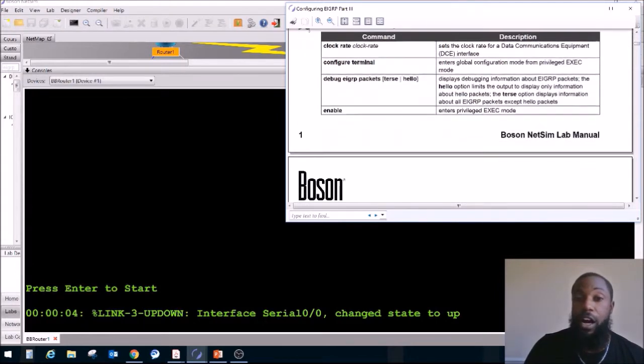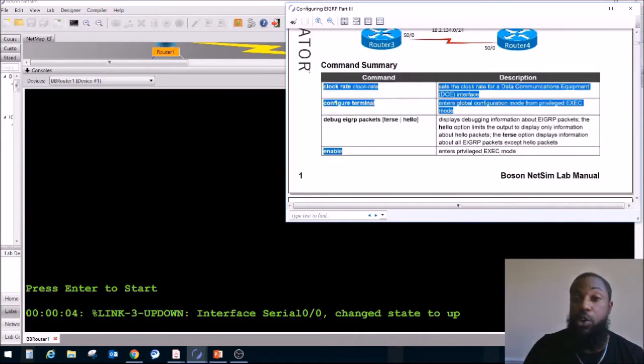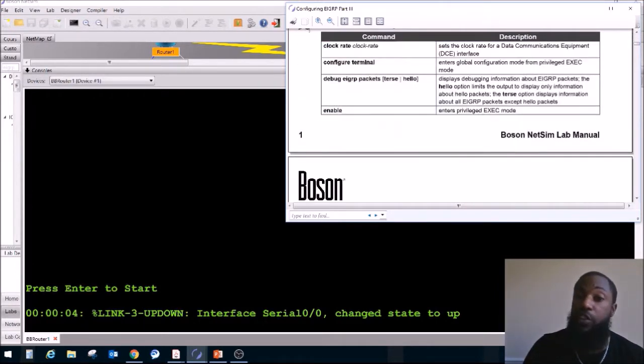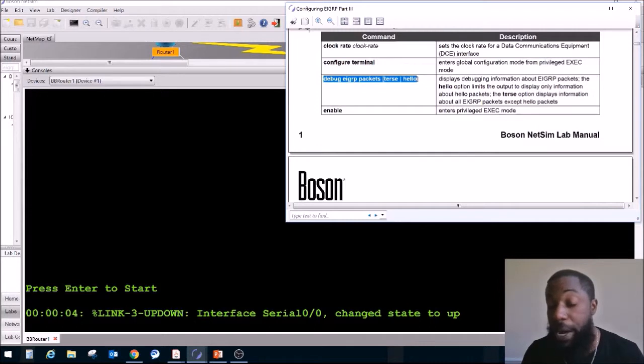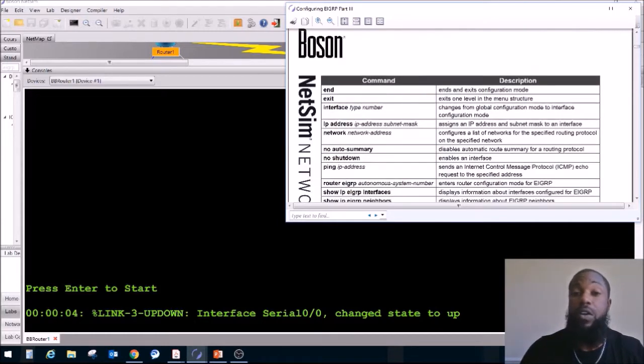However, I did look up some of the commands we're going to be using, right? That's one I should have used in the last video, debug EIGRP packets, because when we were breaking down, I was so focused on Wireshark, I forgot about the debug EIGRP packets command. So that's another reason why I'm going to do a part 2 for the last video.